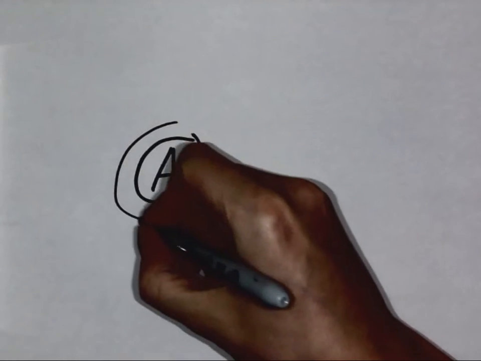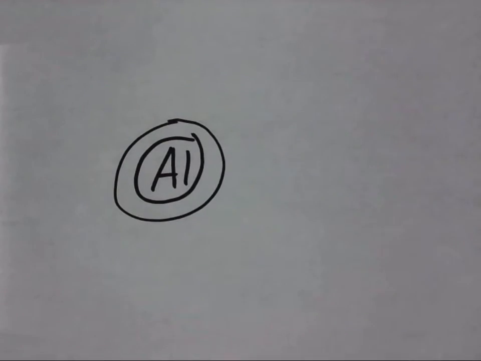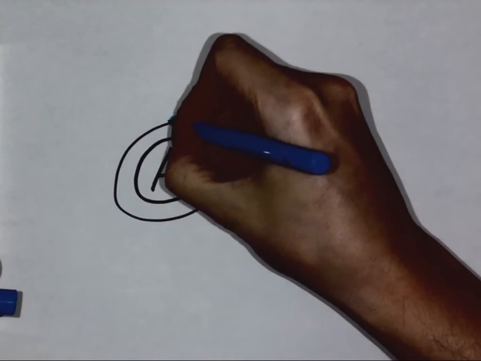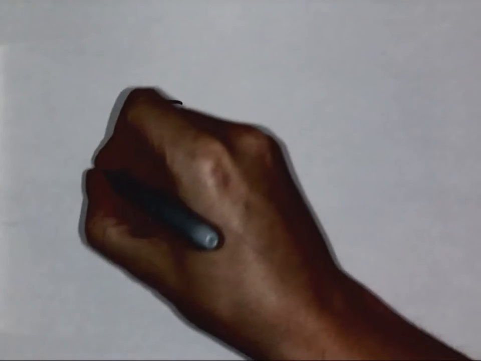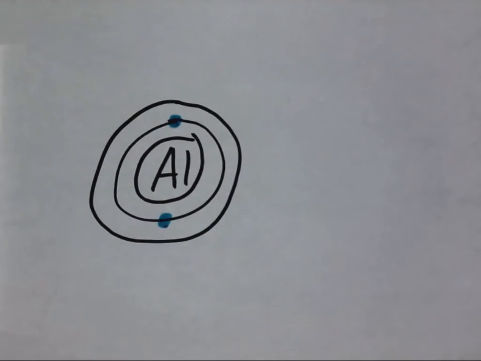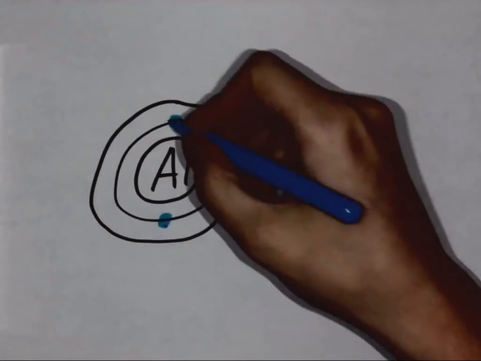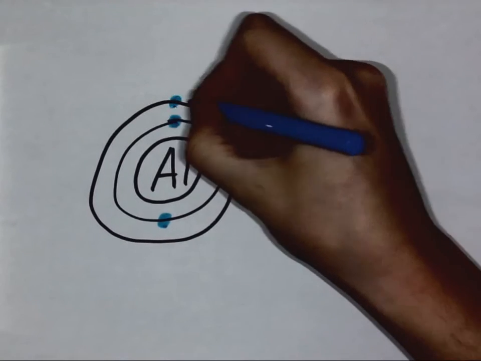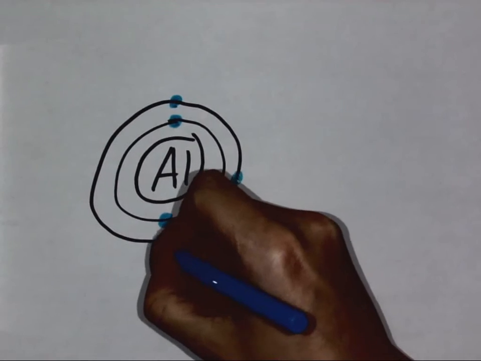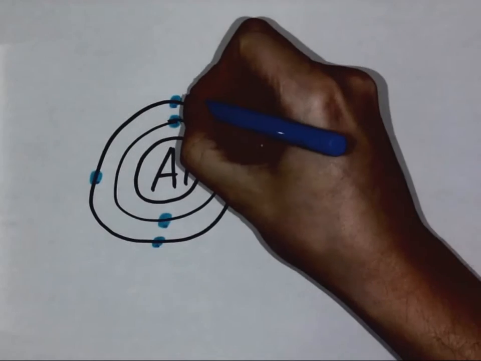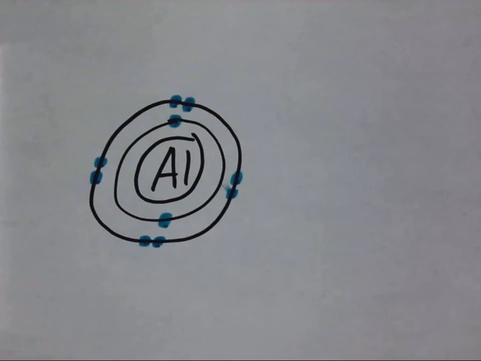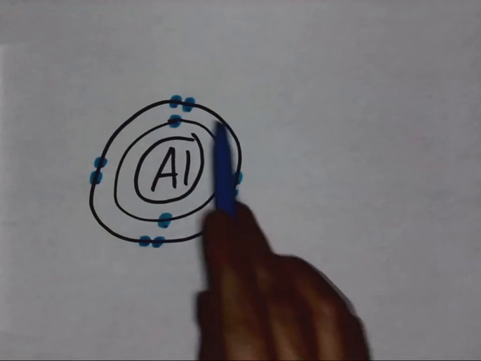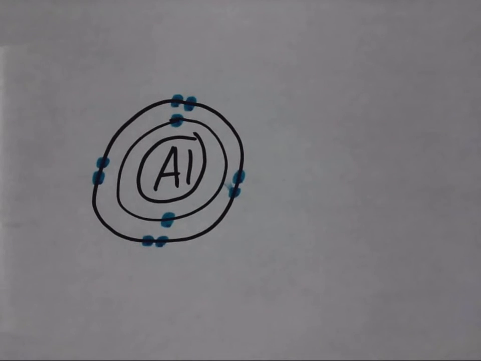So I can go through. Here is my first level, and I know on that first level I can only hold 2 electrons. 1, 2. I'm going to draw my second energy level. There's my second energy level. So I've placed 2 of my total electrons. I need to place some more though. So I only put 8 electrons on here: 1, 2, 3, 4, 5, 6, 7, 8 on that second level there.